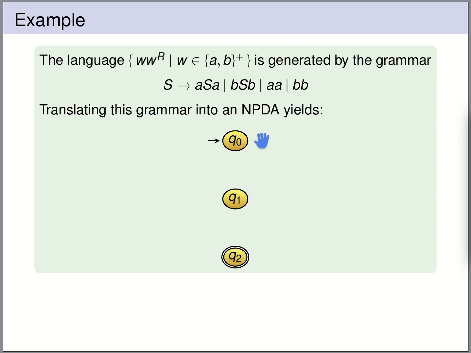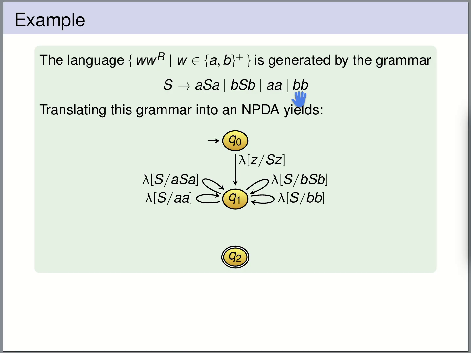This pushdown automaton has 3 states, Q0, Q1, Q2. Q0 is our starting state, Q2 is the only final state. From Q0 to Q1 we have a transition that does not consume any input, and it just adds an S on top of the stack. From Q1 to Q1 we have transitions for every rule of our grammar. We have 4 rules of our grammar, so we get 4 transitions from Q1 to Q1. These transitions don't consume any input, but they simulate the application of this grammar rule on the stack.